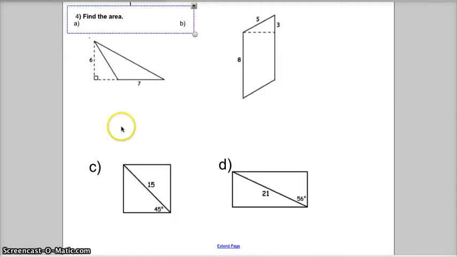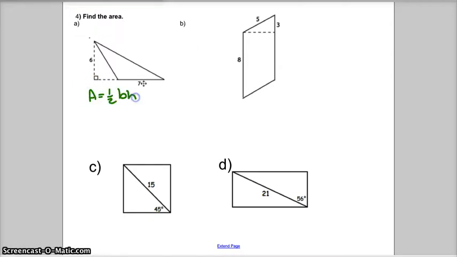So here are some examples. Find the area of a triangle. The area here is going to be area equals 1/2 base times height. Well, here's the base and here's the height, and I see that 90 degrees.